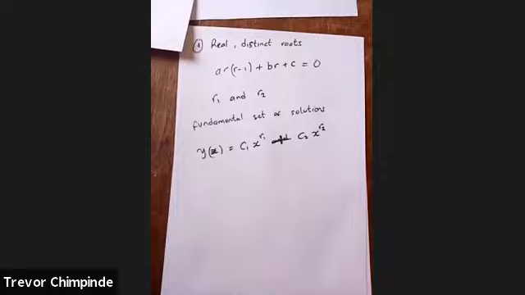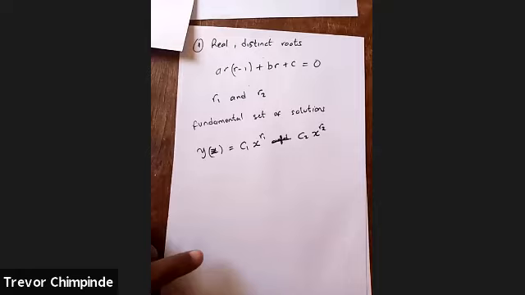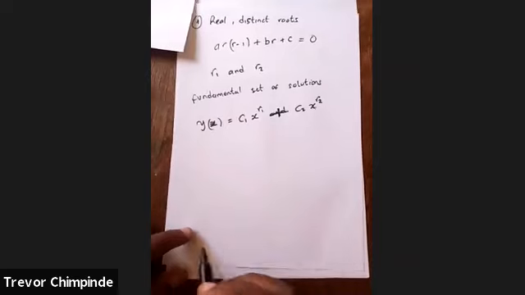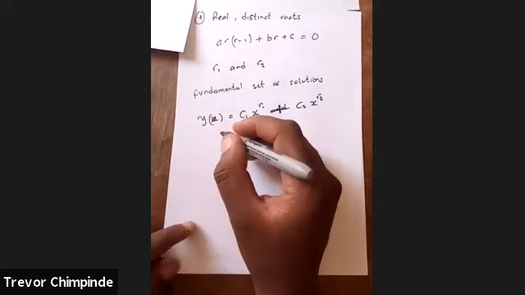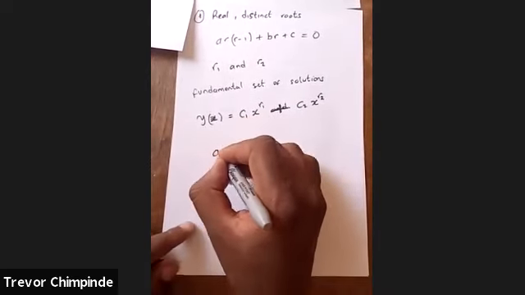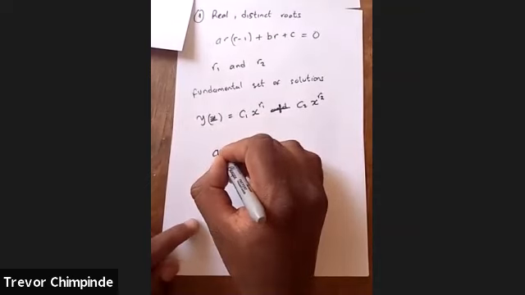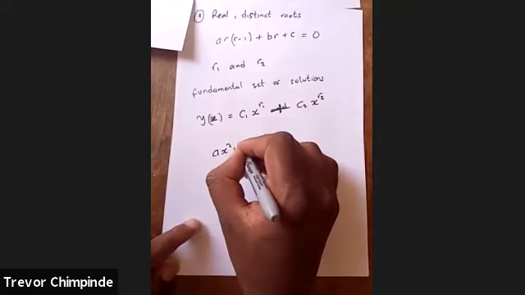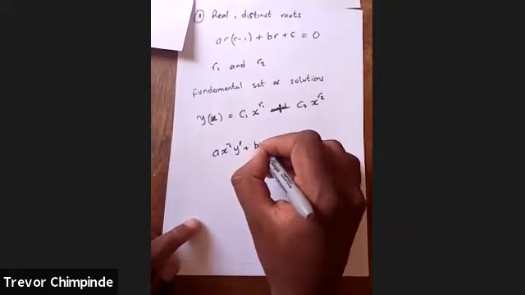Sorry, sir, I don't understand that part. Which part? When you have the real and distinct roots. So remember, what we are trying to solve is this equation. What we're trying to solve is this Euler equation.